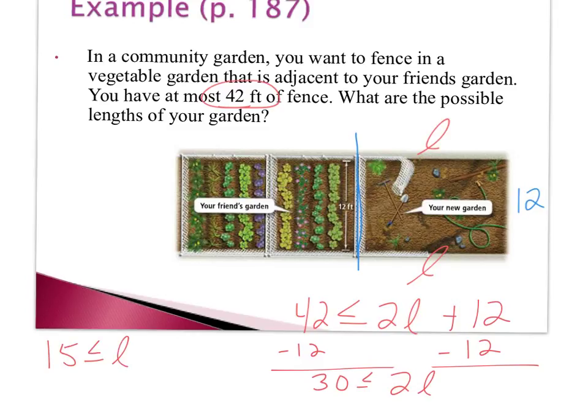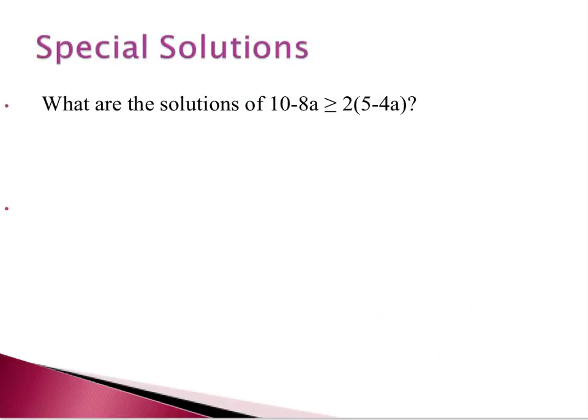So knowing that my sides here and here have to be less than or equal to 15, I know that the possible length of my garden is everything that is less than 15, but of course greater than 0. And I'd even go as far to say greater than. It can't be equal to 0 because you wouldn't have a rectangle.